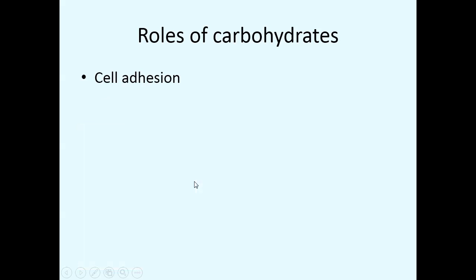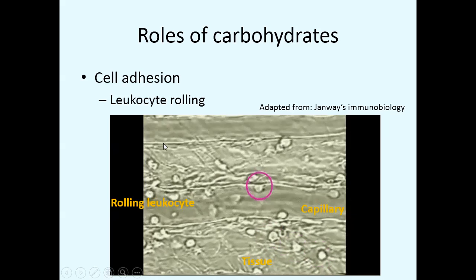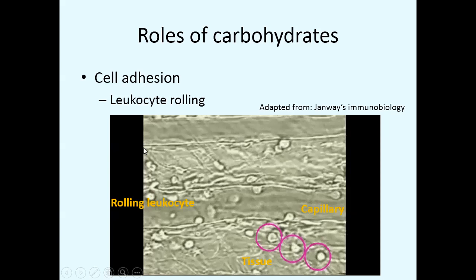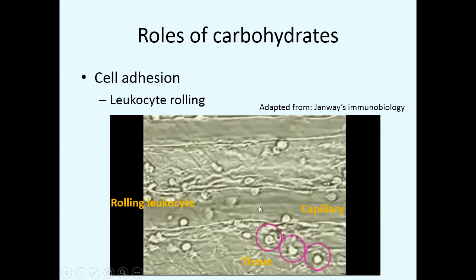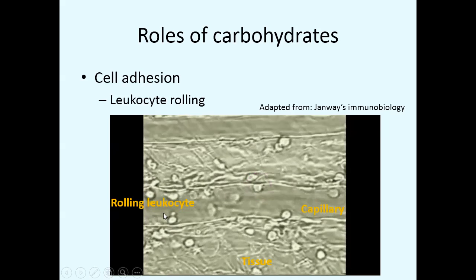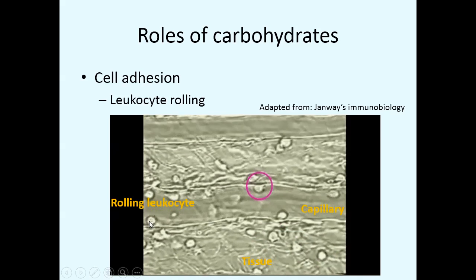Another example is leukocyte rolling. Leukocytes are white blood cells. They are important for immune function. Normally they float in the bloodstream. But when they sense an infectious agent in the surrounding tissue, they attach to the capillary wall and start rolling.